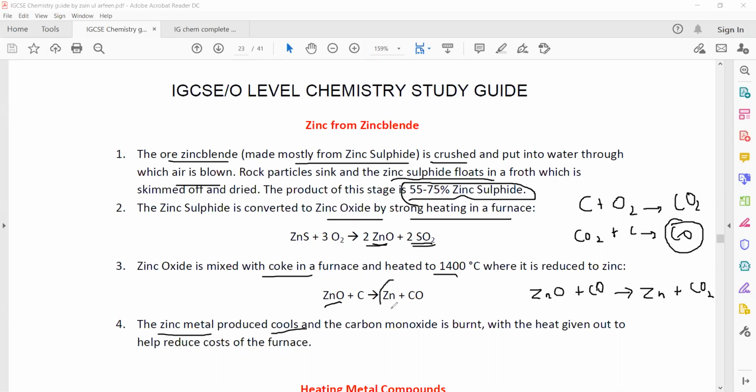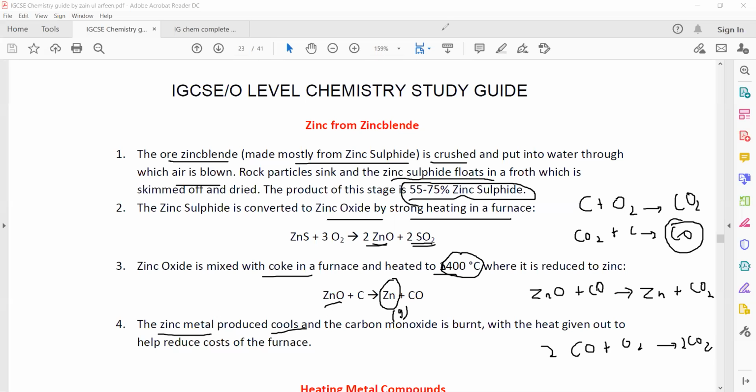The metal which is produced here is actually in vapor form. Why? Because the temperature of the furnace is higher than the boiling point of zinc, so it will not produce zinc in a solid state, it will produce zinc in a gaseous state. So zinc metal produced cools, and carbon monoxide is burned to give more energy, because carbon monoxide can react with oxygen and turn into carbon dioxide.